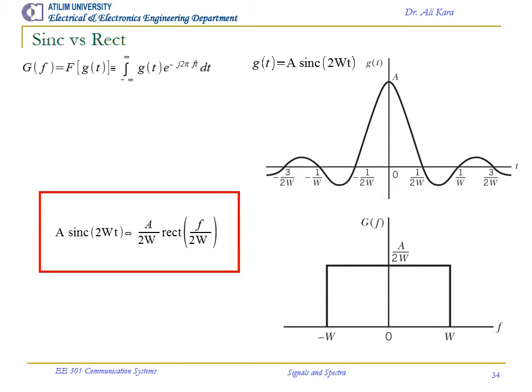Sinc versus rect. Consider the time domain function g of t, defined as capital A times sinc of 2Wt. It has a Fourier transform of A over 2W times rect of f over 2W. Rect is the rectangular function. Then sinc and rectangular signals form a Fourier transform pair.